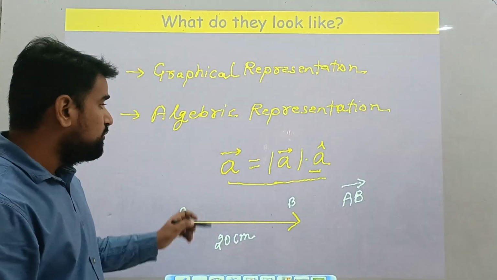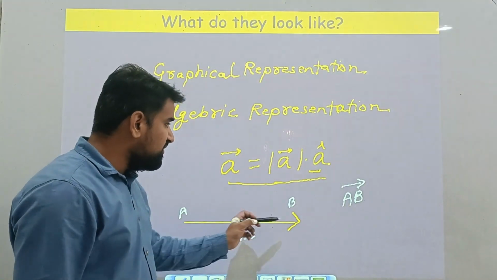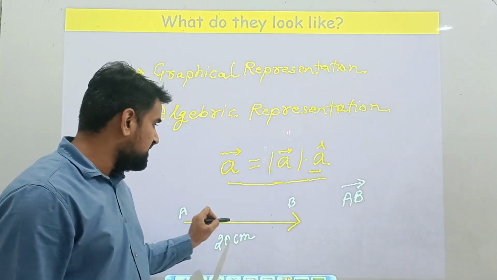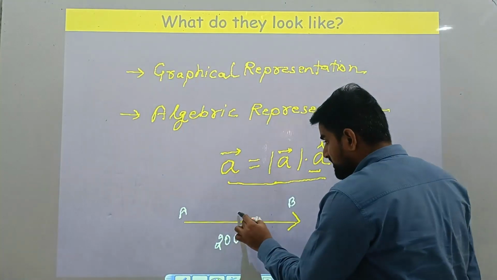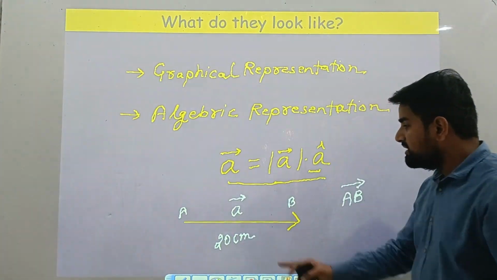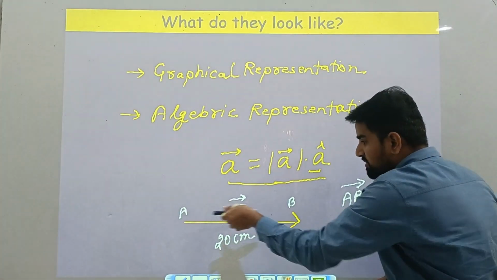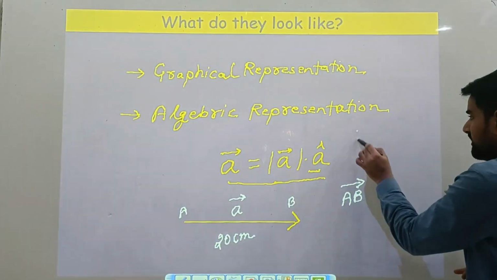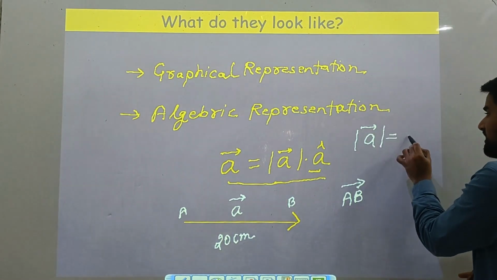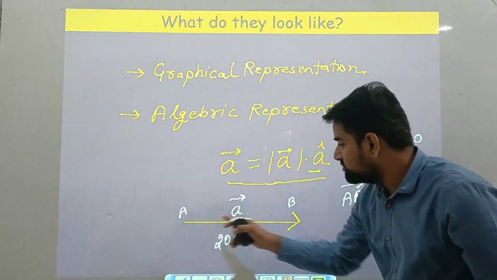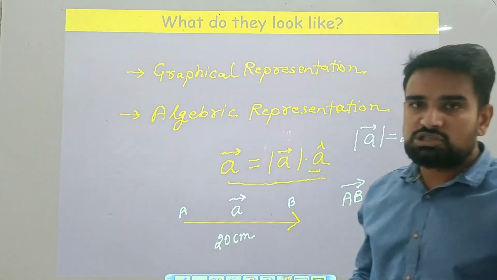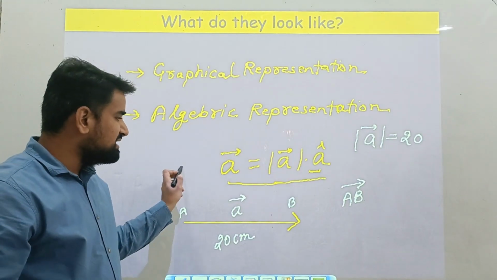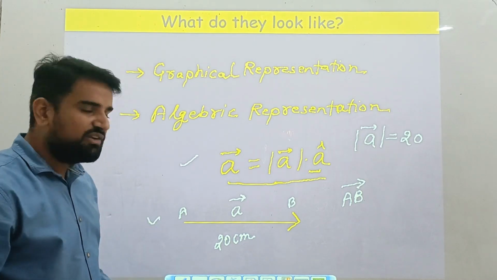But algebraically, you will say that the direction of the AB vector in this direction is A cap. So if this is a small a vector, that means its direction is basically a cap, and the magnitude of this a vector is basically 20, from A to B. I hope you understood the concept of representation of any vector. So this is algebraic representation, and this is the graphical representation.